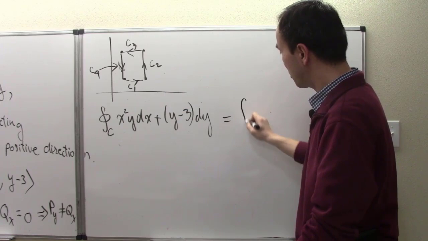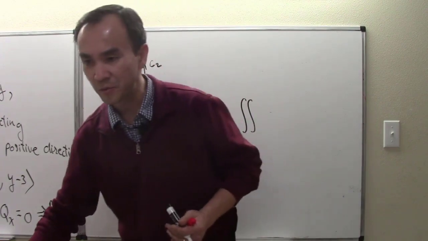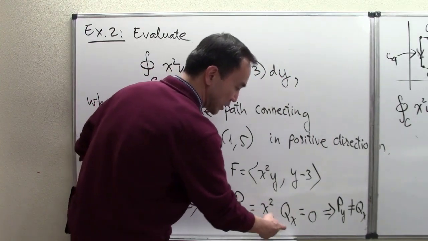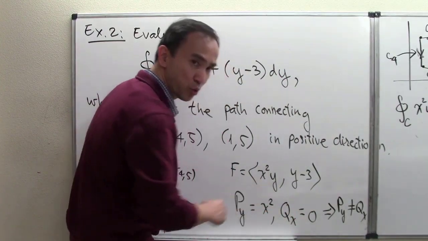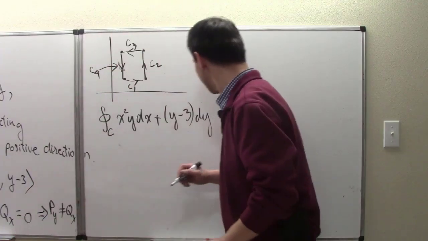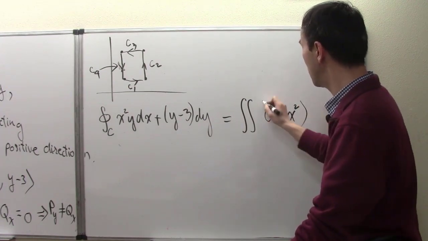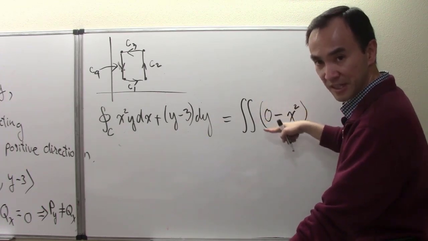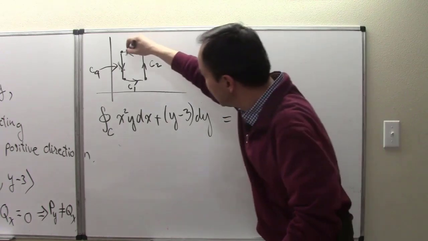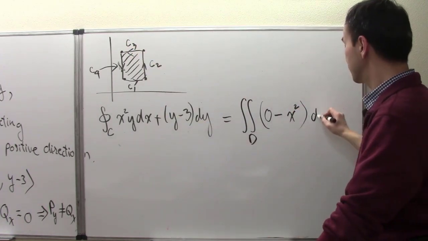by finding the double integral of Qx minus Py, which we have found previously. Qx is 0, Py is x squared. So 0 for Qx minus x squared for Py. We're going to treat this as a function in terms of x and y, and integrate it as a double integral over the region D. So D is our rectangular area right there.